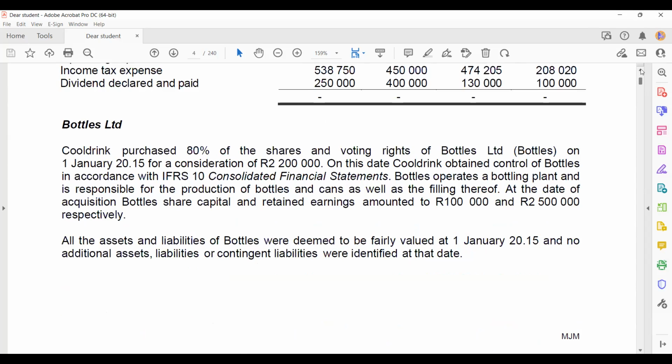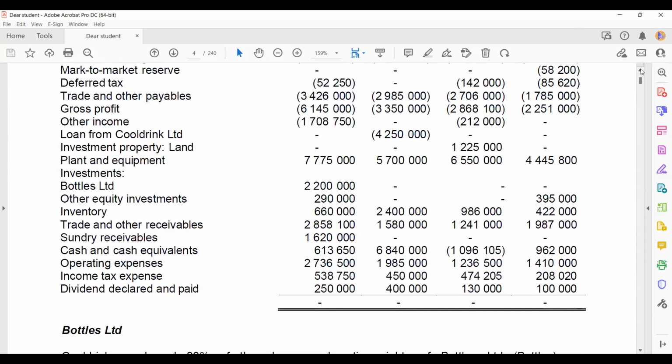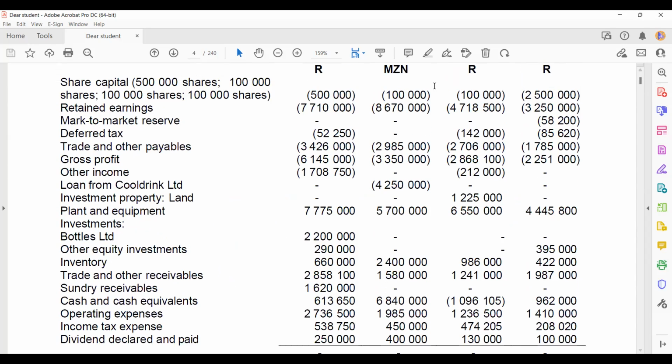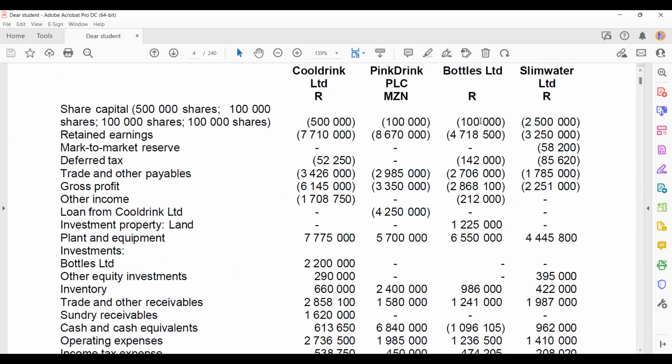Okay, so let's have a look. So we have to work out profit for the year. Okay, so they gave us, so take note, bottles is the third column. So just make sure you get the right column. And then they're giving us gross profit and other income. So let's go and work this out. So I'm going to take that. It is gross profit. Let me just share my screen.